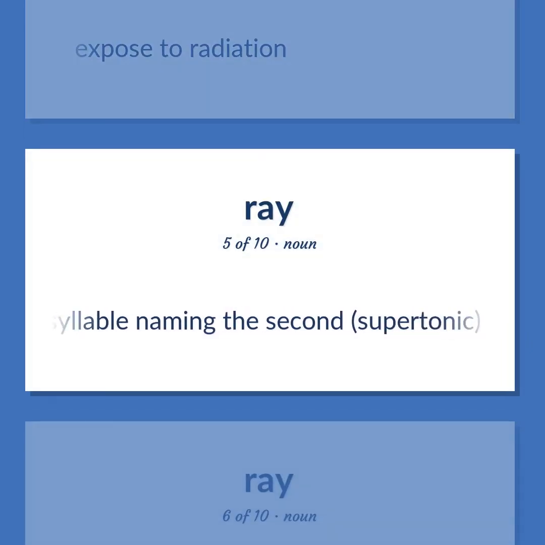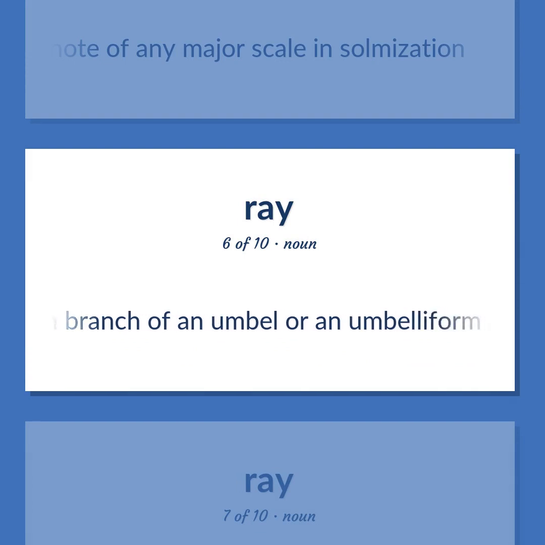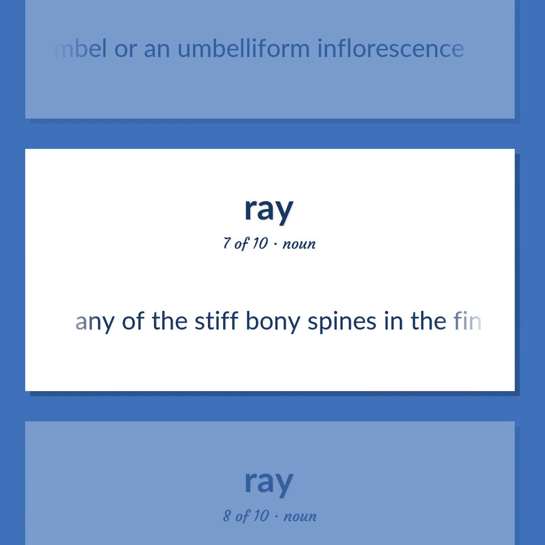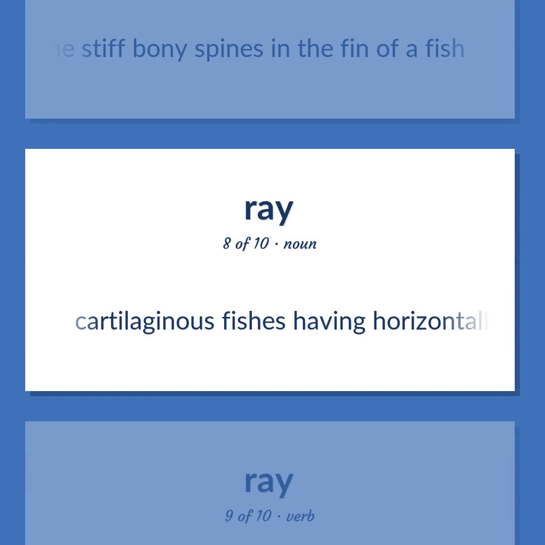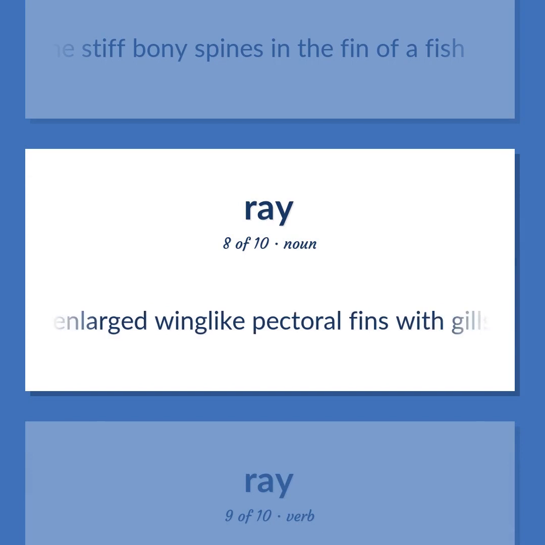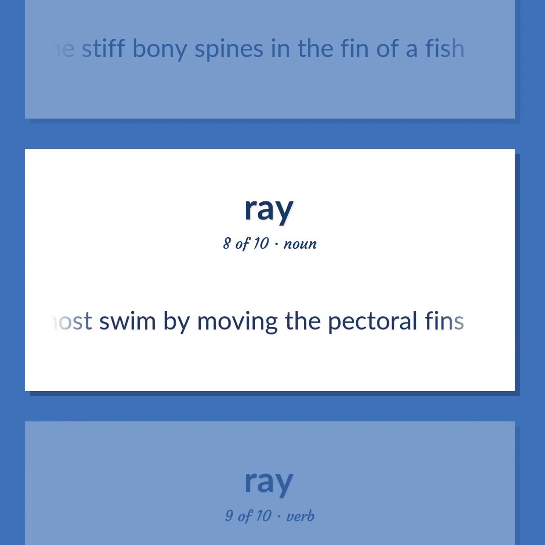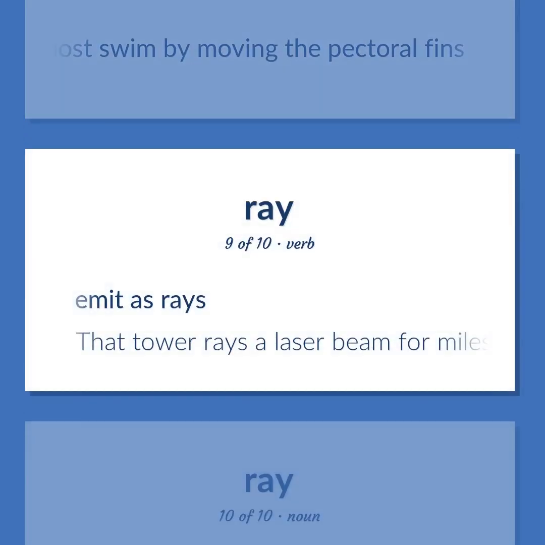The syllable naming the second, supertonic, note of any major scale in solmization. A branch of an umbel or an umbelliform inflorescence. Any of the stiff bony spines in the fin of a fish. Cartilaginous fishes having horizontally flattened bodies and enlarged wing-like pectoral fins with gills on the underside. Most swim by moving the pectoral fins. Emit as rays. That tower rays a laser beam for miles across the sky.